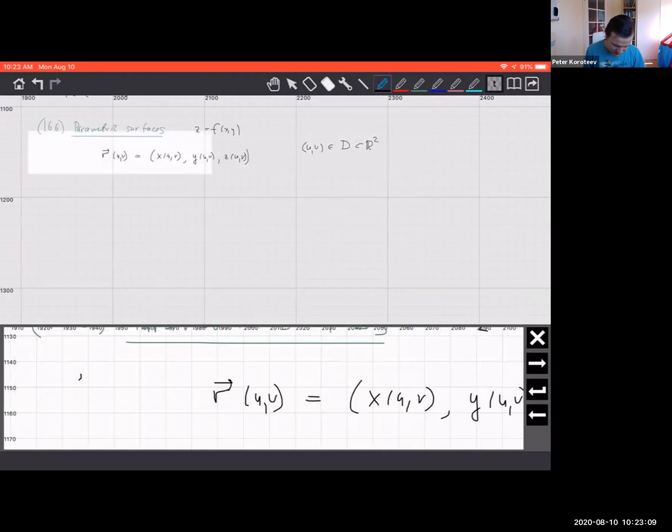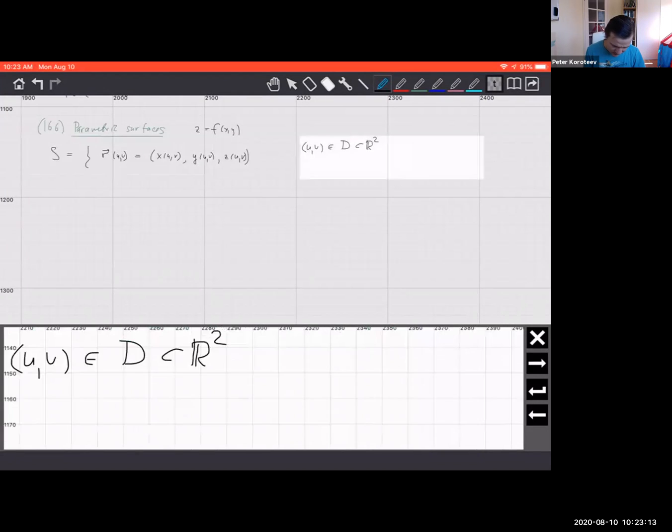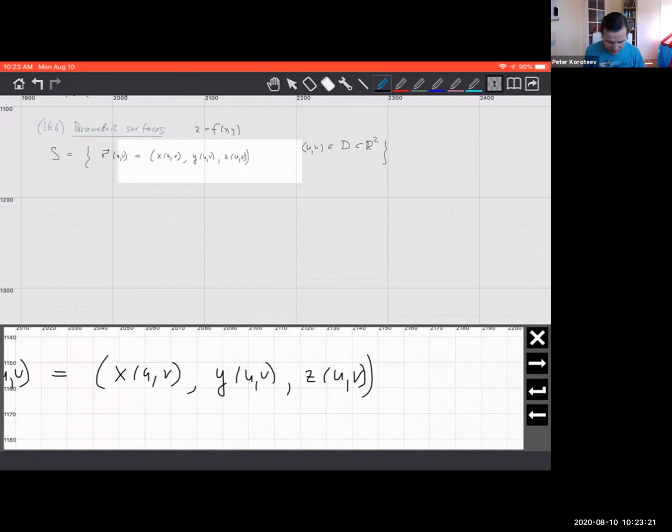We can give it a name. We can call it S. It's either given by a single vector equation, a parametric vector equation, or three scalar equations: x equals x of (u, v), y equals y of (u, v), and z equals z of (u, v).